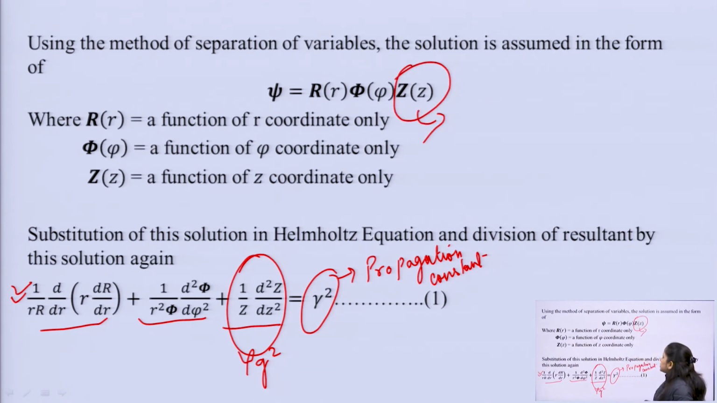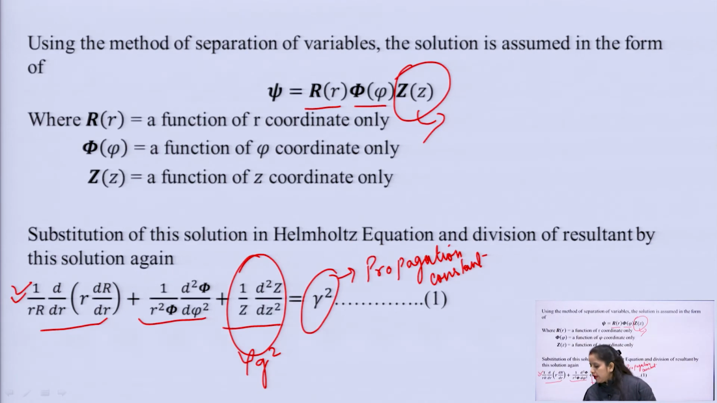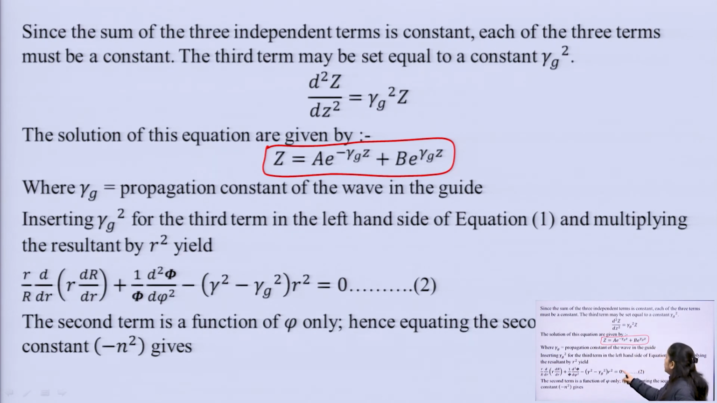This expression is with us. Now, we have to find these two, and by multiplying we are able to get the complete solution of psi. Now, we have obtained the value of d square Z by dz square, so we substitute this expression in the already existing expression. Multiplying the resultant by r square after substituting gamma g square, we get this expression.